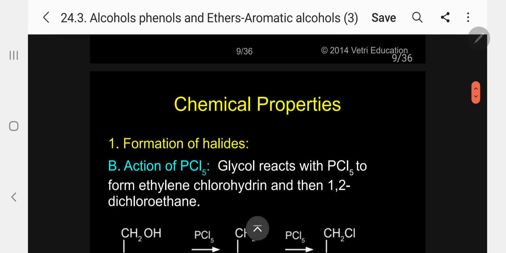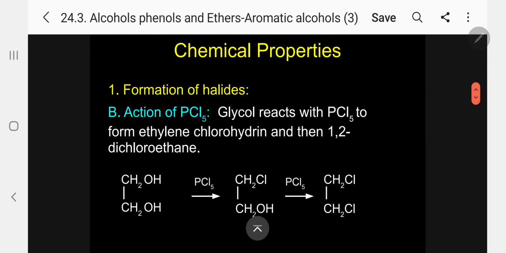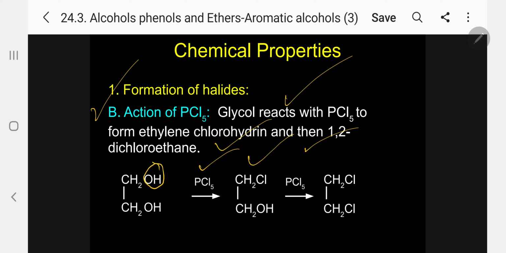Next one. Under the formation of halides, there are other reagents also. This is B. Action of phosphorus pentachloride. Glycol reacts with the PCl5 to give ethylene chlorohydrin and then 1,2 dichloroethane. Same thing, but the only interesting information is that PCl5 is now being used. So first, as usual, OH is substituted, giving ethylene chlorohydrin, and then another OH is substituted.